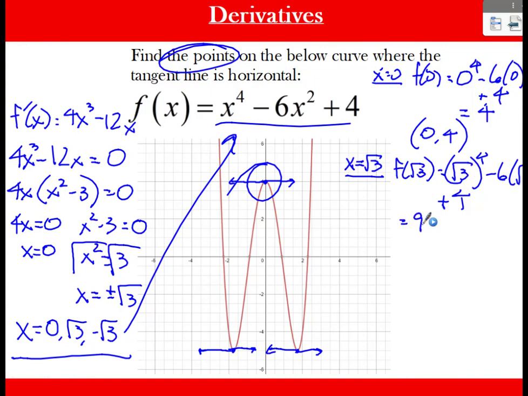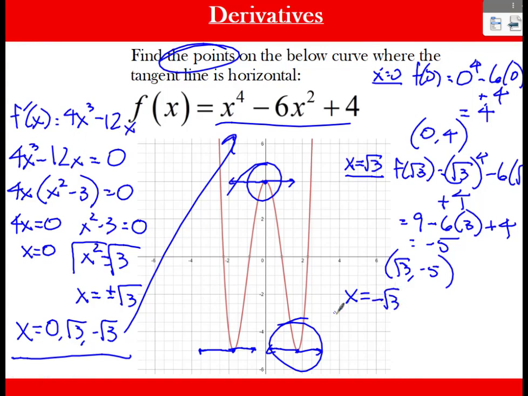So it's going to be 9 minus 6 times 3. Root 3 squared is simply going to be 3 plus 4, and that gives me negative 5. So at root 3, negative 5 is going to be another local extrema. That's going to be right here.